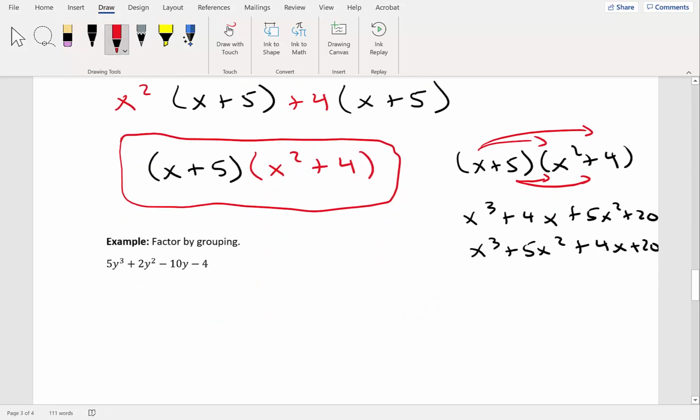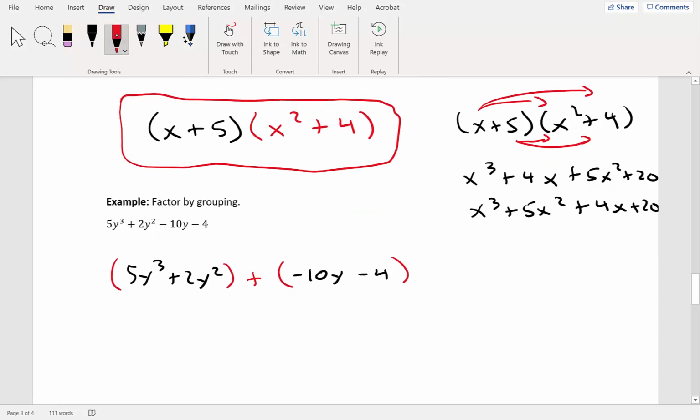Let's take a look at another problem. Okay, factor by grouping. Notice we have 4 terms here, so this is a key indicator that we're going to factor by grouping. So let's group the first 2 terms together, put a plus, and then group the last 2 terms together. So you have 5y cubed plus 2y squared. We have negative 10y and then minus 4.